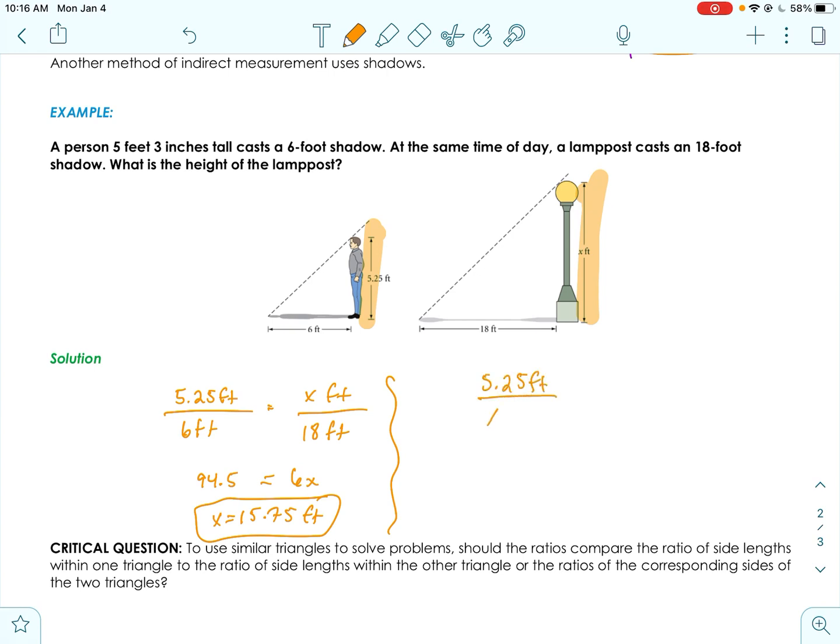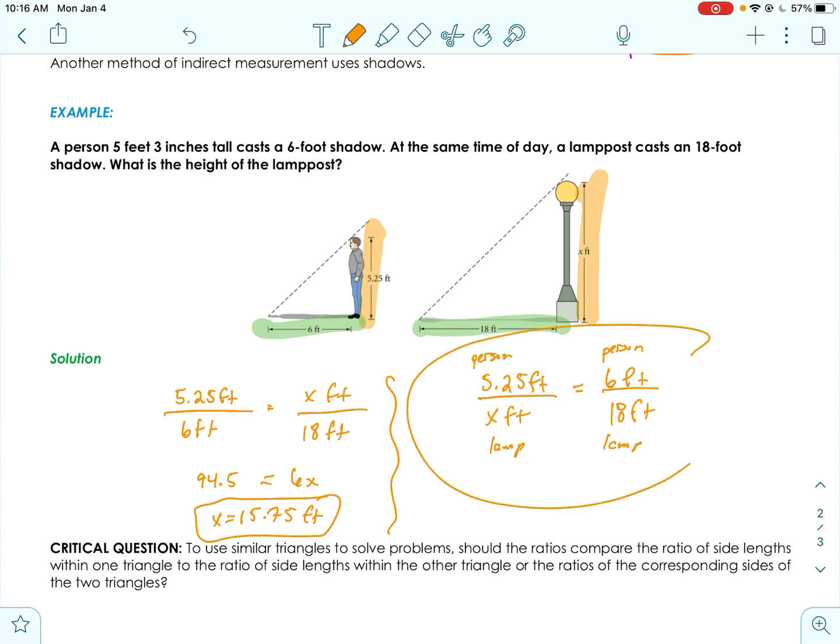feet over x feet is equal to, and then we also know that the person's shadow corresponds to the lamppost shadow, so that would give us 6 feet over 18 feet. And again, some things you need to pay attention to. Notice that the numerator of each of these is the person, and then the lamp is the denominator.